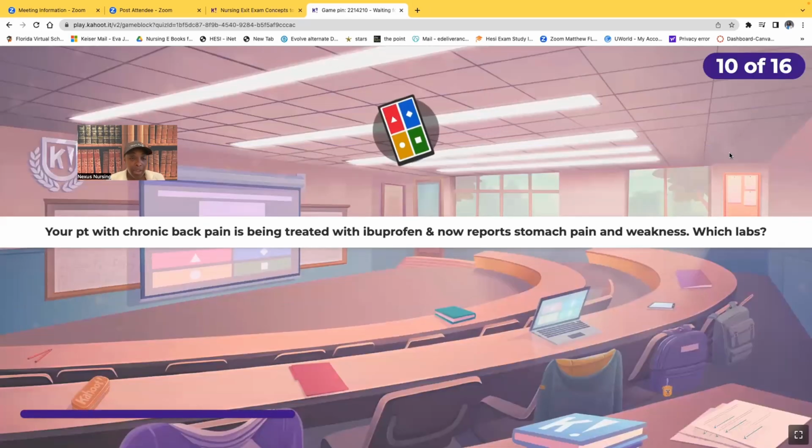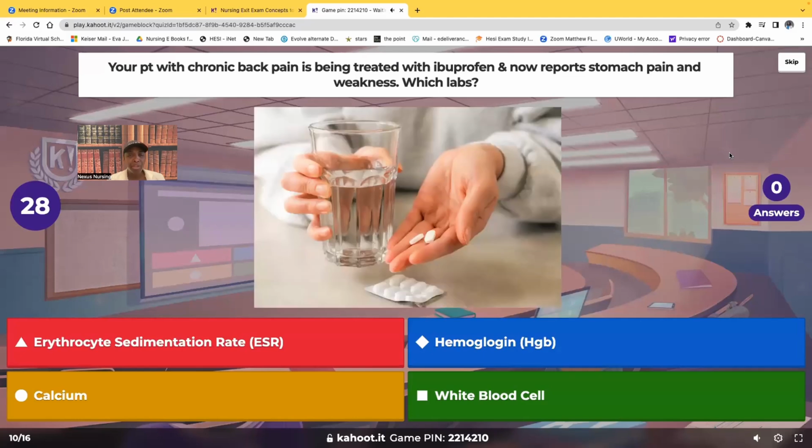Your patient with chronic back pain is being treated with ibuprofen and now reports stomach pain and weakness. What labs are you going to be checking? Is it going to be the ESR? Is it going to be the hemoglobin? Are you going to be looking at the patient's calcium level, or are you going to check their WBC? Your patient has chronic back pain. They've been taking ibuprofen. Now they're complaining of stomach pain and weakness. What are you going to be looking at? ESR, hemoglobin, calcium, or WBC?